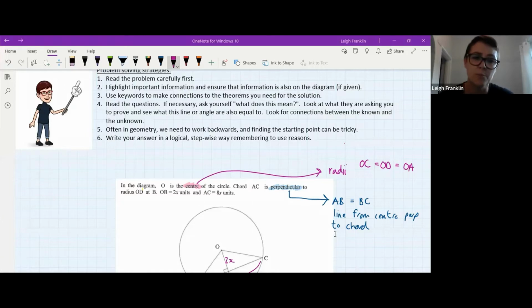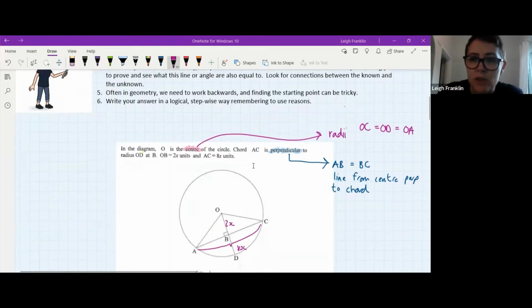And then my 6th point, write your answer in a logical, stepwise way, remembering to use reasons. That's something that I also want to stress with you, grade 11s and grade 12s. You must absolutely get into the habit now that when you write a statement, you write the reason straight away. All too often we'll write our statement and then proceed with the problem and work out the answer, and then move on, and we've left off a reason. Then we end up throwing marks away unnecessarily because of that. So statement, reason every single time.